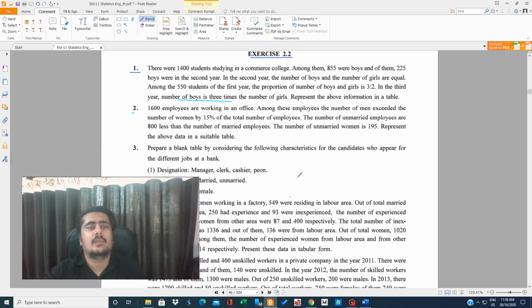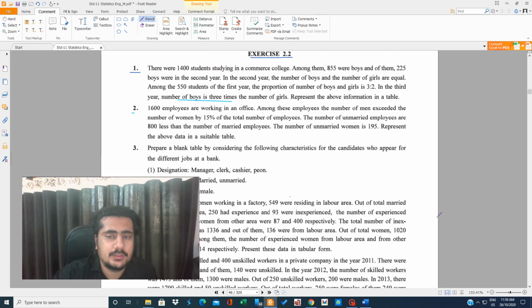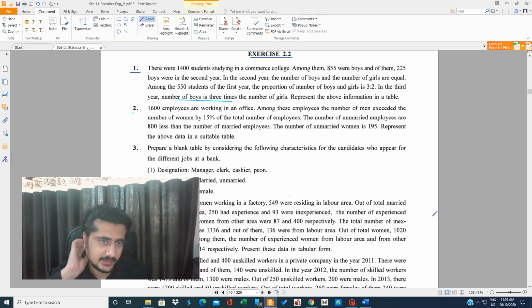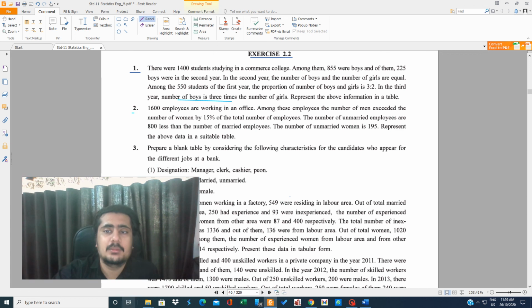Now, 1600 employees are working in an office. Among these employees, the number of men exceeded the women by 15% of the total number. The number of unmarried employees is 800 less than the married employees. The number of unmarried women is 195. Represent the above data in a suitable table.